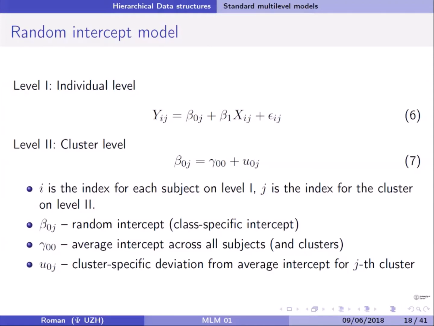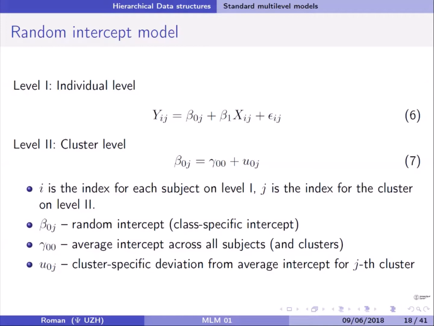B1 is going to be our slope. This is just a fixed effect. It is just like regression, where the slope summarizes the average relationship between X and Y. And then we will have our unexplained information, epsilon.